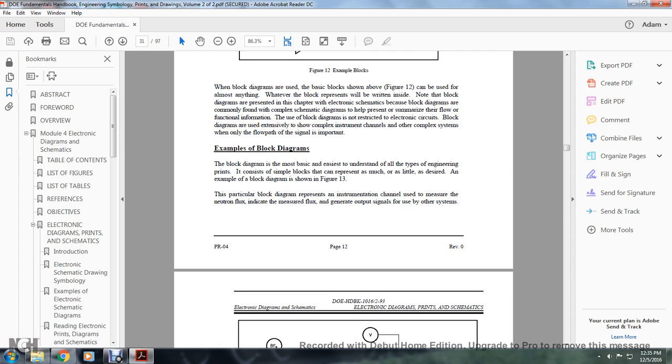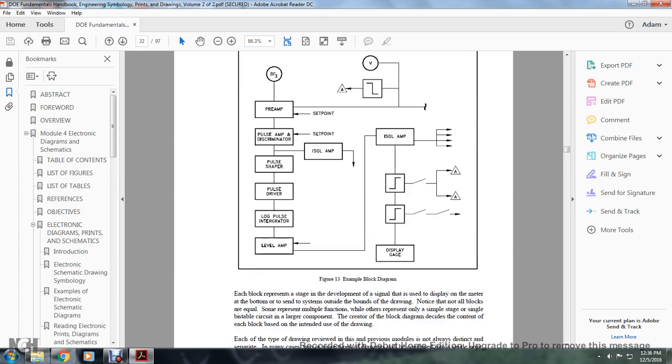Example of a block diagram. The block diagram is basically the easiest to understand of all types of engineering prints. If they consist of a single block, it can represent as much or as little as desired. An example of a block diagram is shown in figure 13. The block diagram represents the instrument channel used to measure neutron flux, indicating the measured flux and generating an output signal for use with other systems.